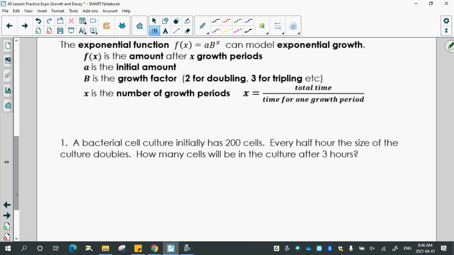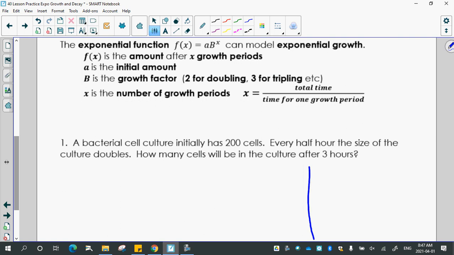A bacterial cell culture initially has 200 cells. Every half hour, the size of the culture doubles. How many cells will be in the culture after 3 hours? All right, so the givens are a huge part of this here. Do we know any of these 4 things, or do you have the information to find any of them?